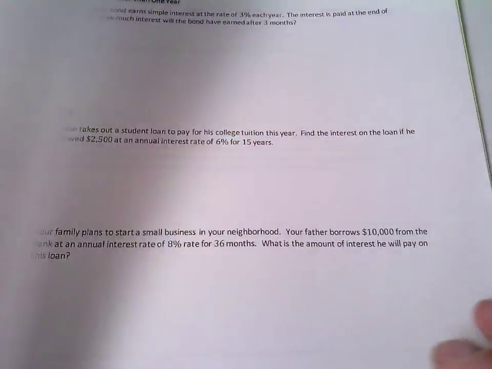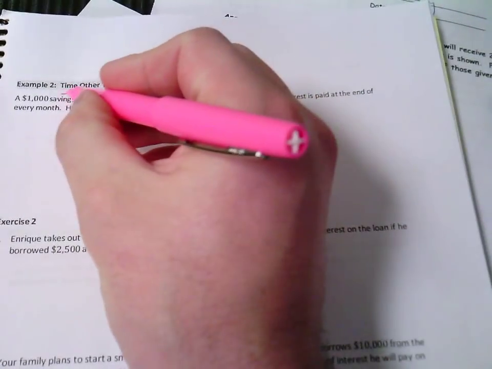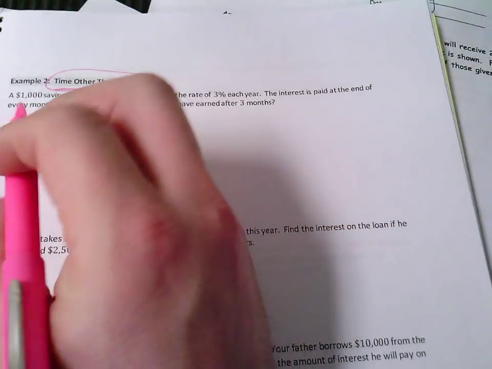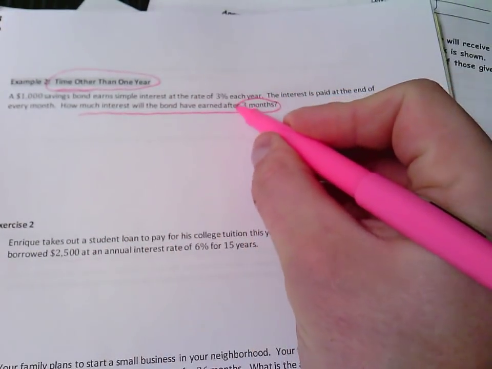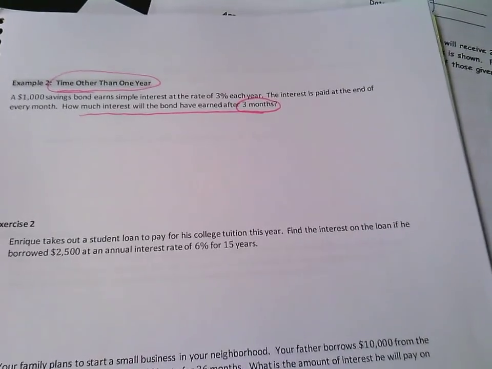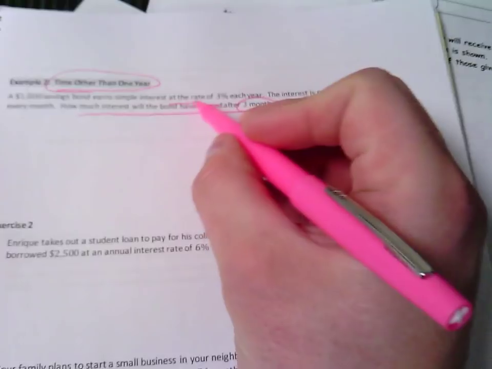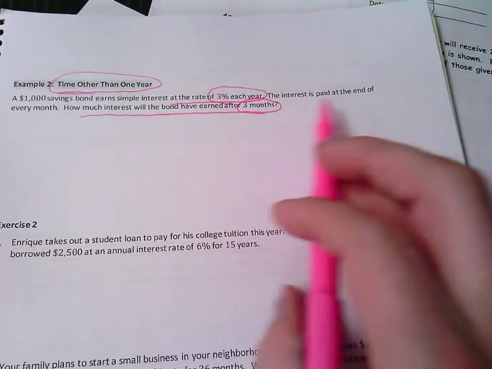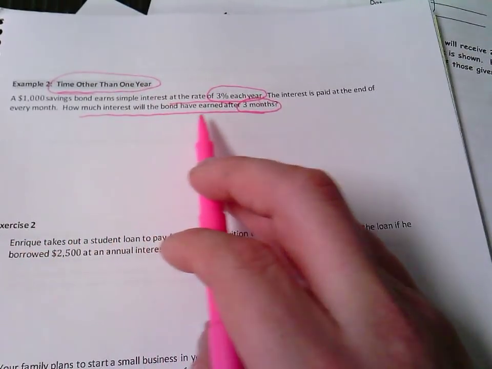So now we'll move on to example number 2. This doesn't happen very often, but sometimes you'll get a time other than 1 year. A $1,000 savings bond earns simple interest at a rate of 3% each year, and that's the key. The interest is paid at the end of every month. How much interest will the bond have earned after 3 months?